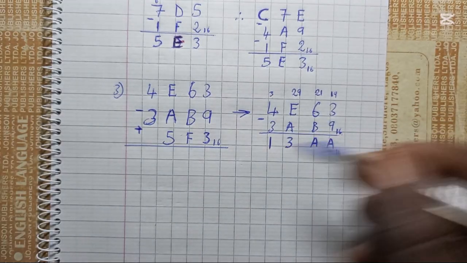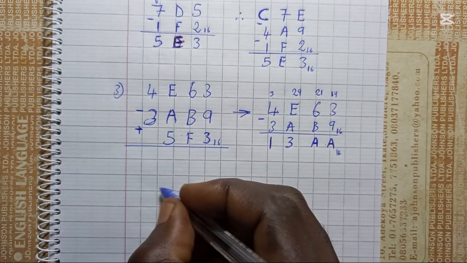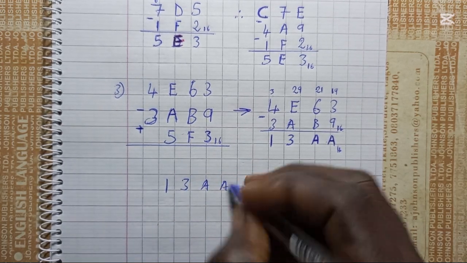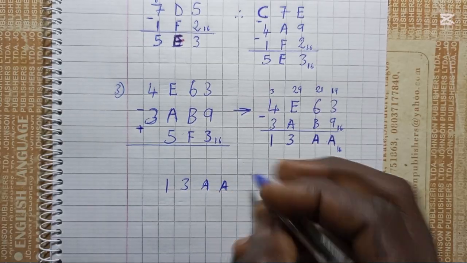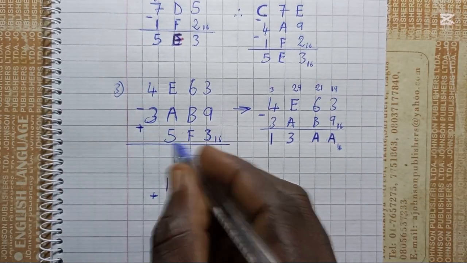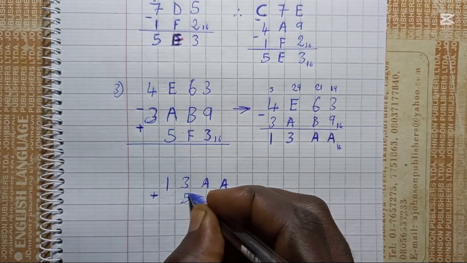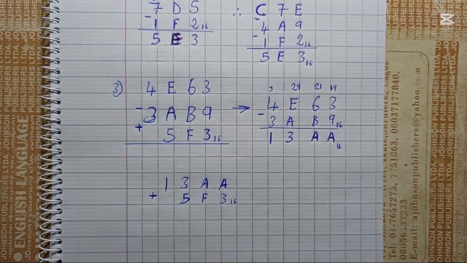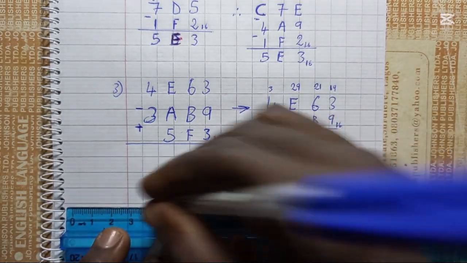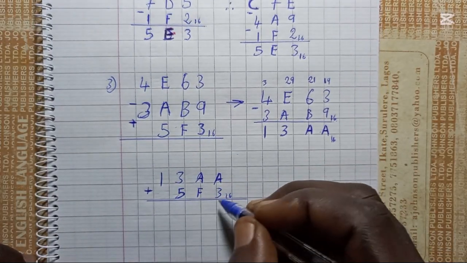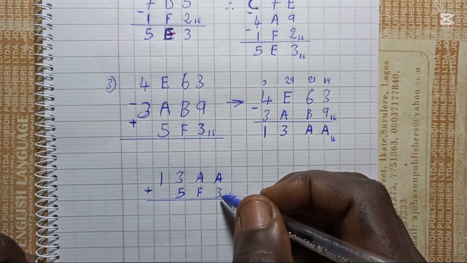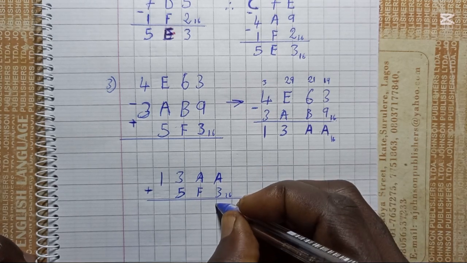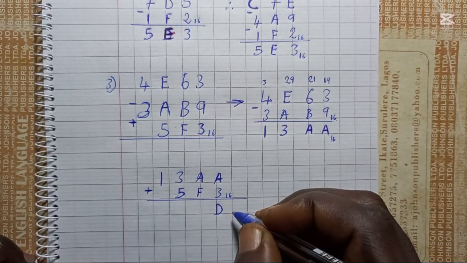Now I'm going to add this value to this one here. Let me write out this one. So I have 1, 3, A, A, and then plus this value, arranged accordingly in the right position, F, and then 3 base 16. Now A plus 3, A is 10, 10 plus 3 is 13. 13 is equivalent to D. I can write it directly because D is less than 16.